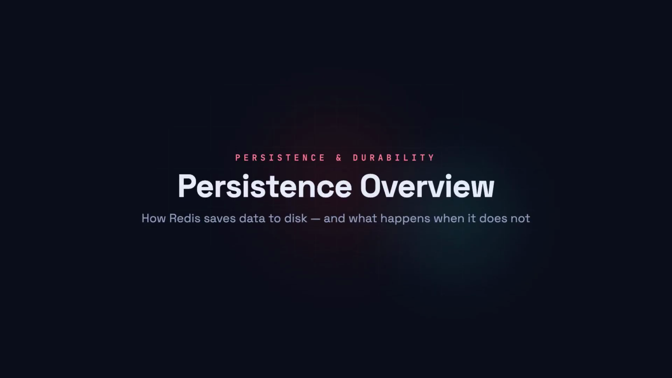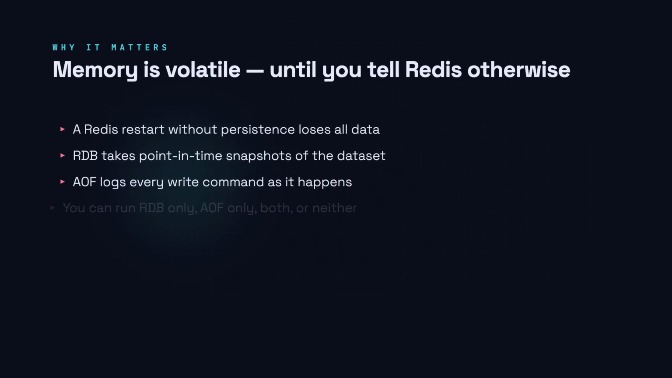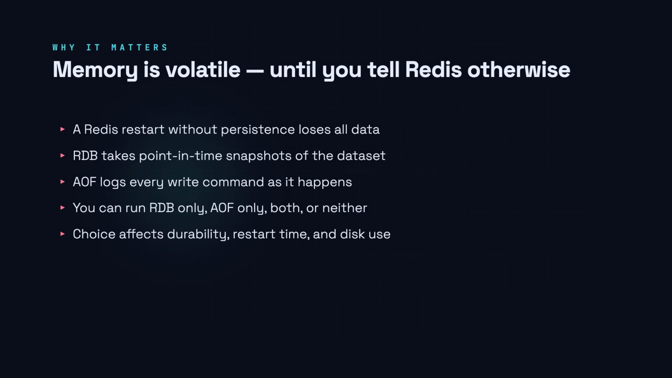Redis is blazing fast because it lives in memory, but memory is volatile. In this video, you will learn the 2 ways Redis can persist data to disk, so a restart does not wipe everything out. By default, Redis stores everything in RAM, which vanishes on restart. Redis gives you 2 persistence modes, RDB snapshots and AOF logs, and you can combine them or skip both if your data is truly ephemeral.